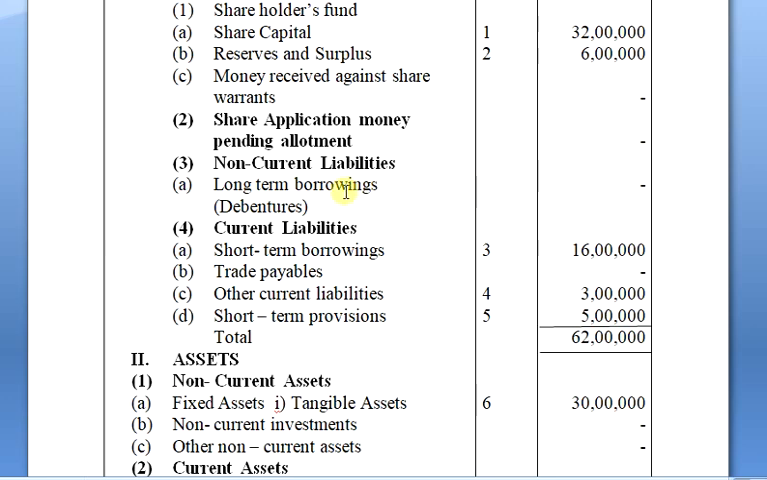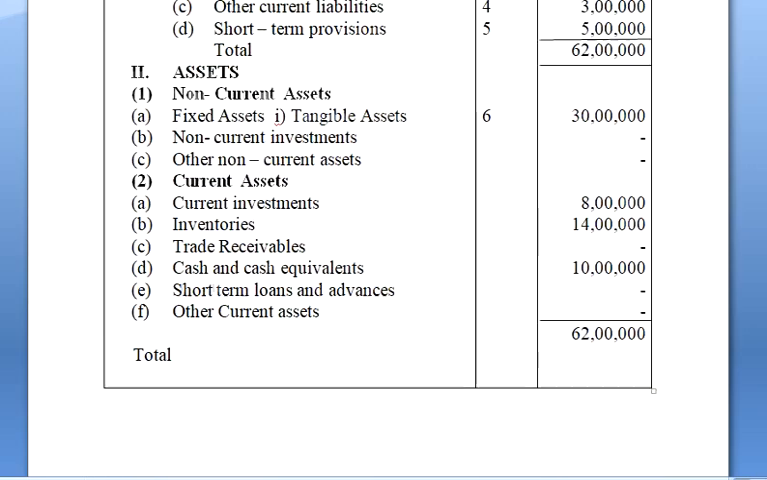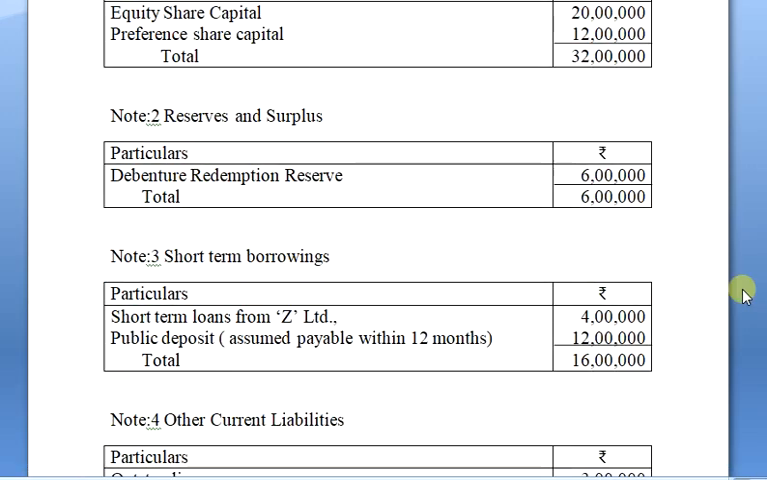Non-current liabilities. Under the non-current liabilities, we have long-term borrowings, debentures. Any long-term borrowings are there? Nil. So current liabilities, short-term borrowings 16 lakhs we have maintained. Note number 3, short-term borrowings, note number 3 we have recorded. See the note number 3 what we have maintained. Short-term borrowing, short-term loans from Z Limited, 4 lakhs. So we are taking the loan. It is a short-term payment we need to make. So that is treated as current liability. So we are maintaining short-term loans from Z, it is 4 lakhs.